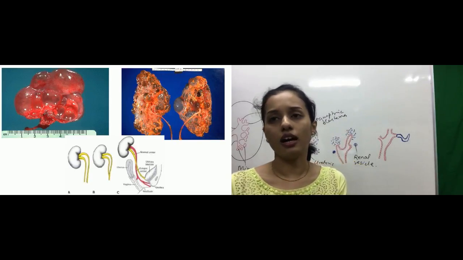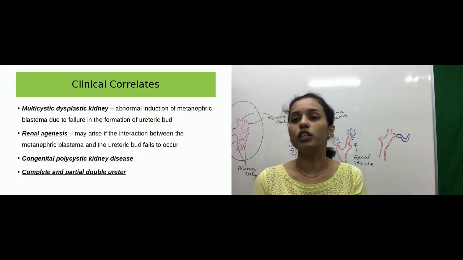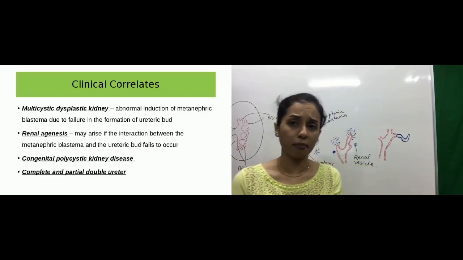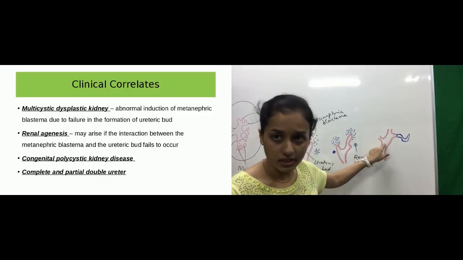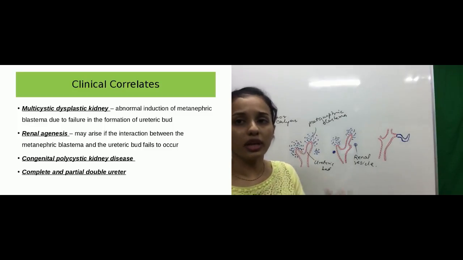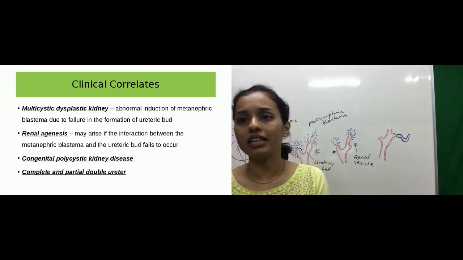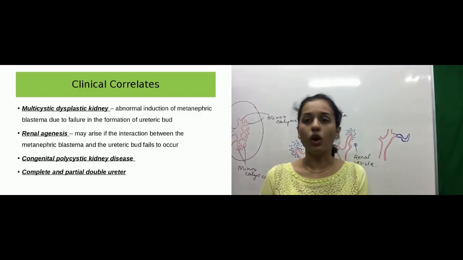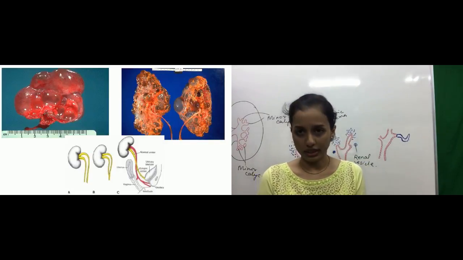The next clinical aspect is the presence of a complete or partial double ureter. So here what happens, as I mentioned, you know that the ureter develops from the ureteric bud, right? So this is the ureteric bud, and it undergoes division. Sometimes the splitting of the ureteric bud occurs very early, before it penetrates the metanephric blastema. So there will be early splitting of the ureteric bud, and this sometimes can lead to formation of a double ureter.